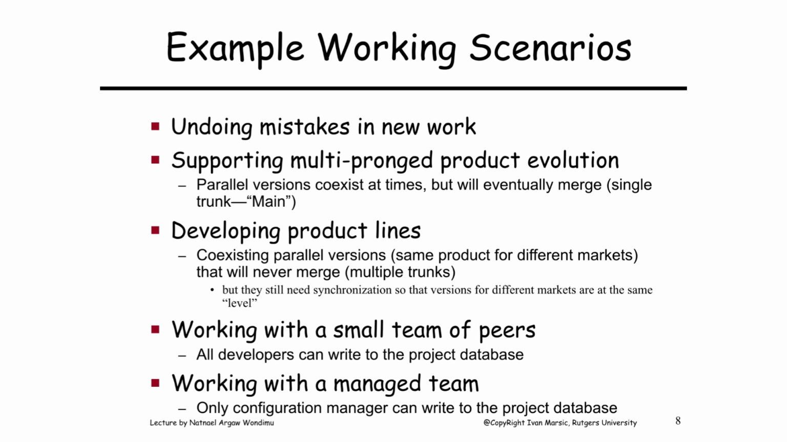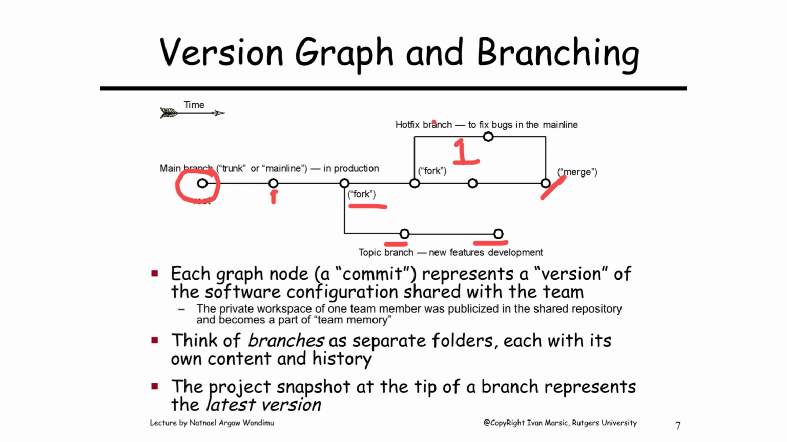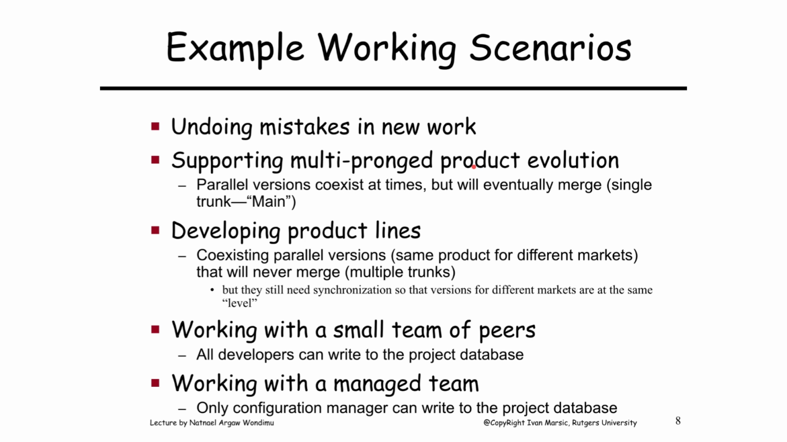Let's talk about some of the working scenarios using version control systems. The first scenario where you might use version control systems is to undo your mistakes while working on something new. The second one is to support multi-pronged product evolution. Multi-pronged product evolution is a situation where parallel versions exist at times but will eventually merge. This is, for instance, a good example of multi-pronged product evolution.